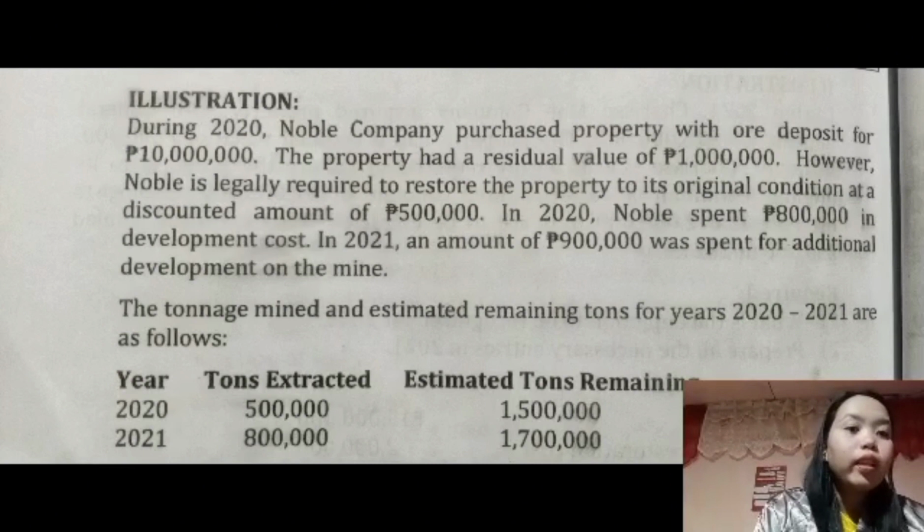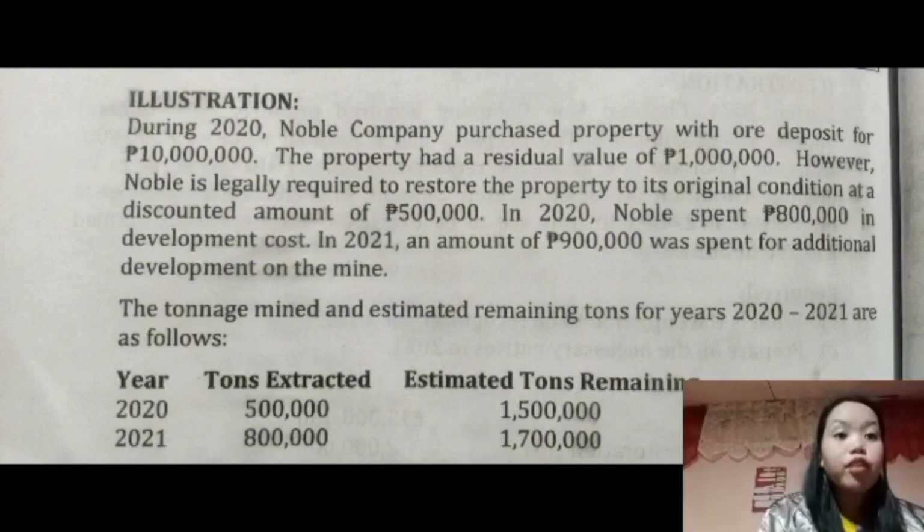During 2020, Noble Company purchased property with ore deposit for 10 million. The property had a residual value of 1 million. However, Noble is legally required to restore the property to its original condition at a discounted amount of 500,000. In 2020, Noble spent 800,000 in development cost. In 2021, an amount of 900,000 was spent for additional development on the mine.